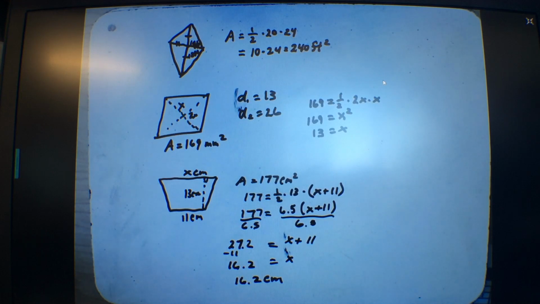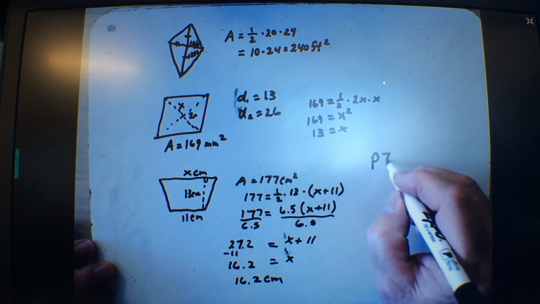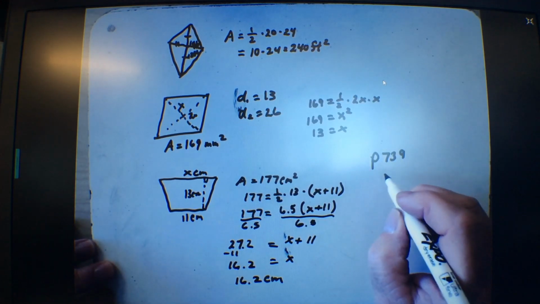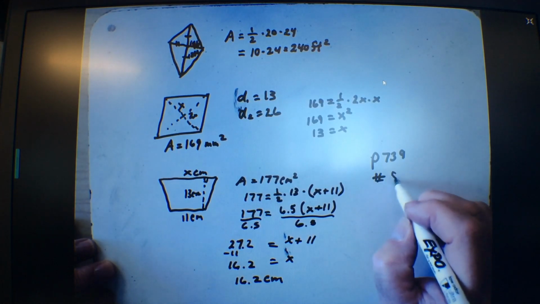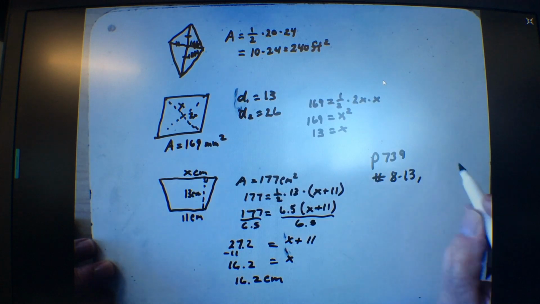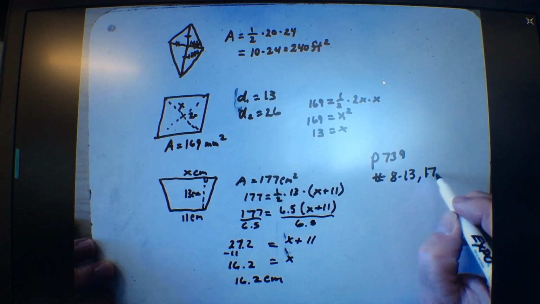All right, so I'm going to turn you loose here. I'm going to do page 739, and I'm going to have one of you write this up there, but I'll put it up there. Page 739, 8 through 13, and 17 through 20.